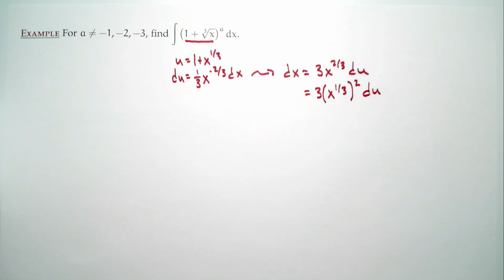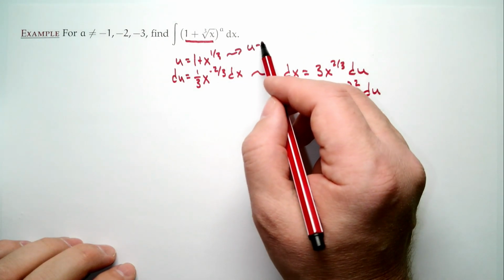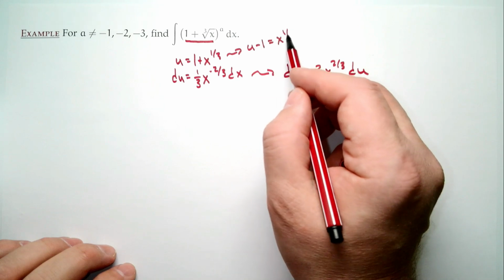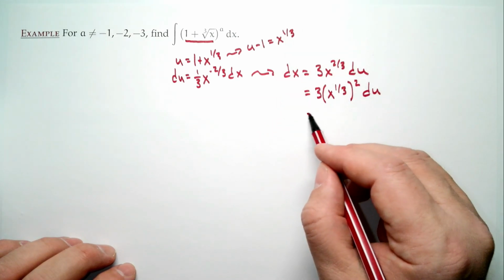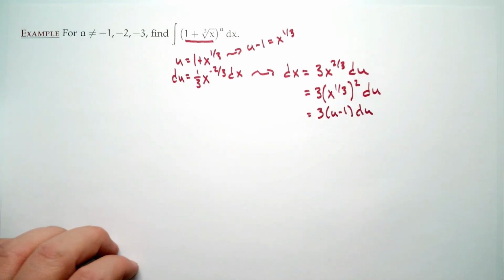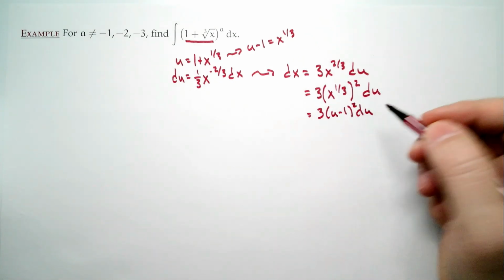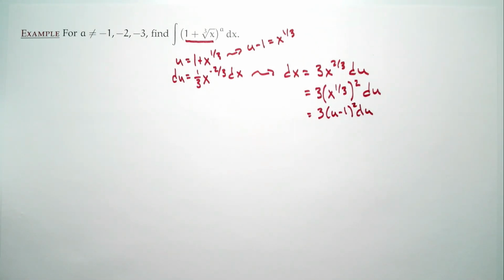So what can you do? x^(1/3) is u minus 1. Oh, that's so nice. That's almost as if it had been planned that way, because it was. All right. So we get 3 times (u minus 1), oops, I forgot my square, du. So now I can replace dx completely in terms of du.